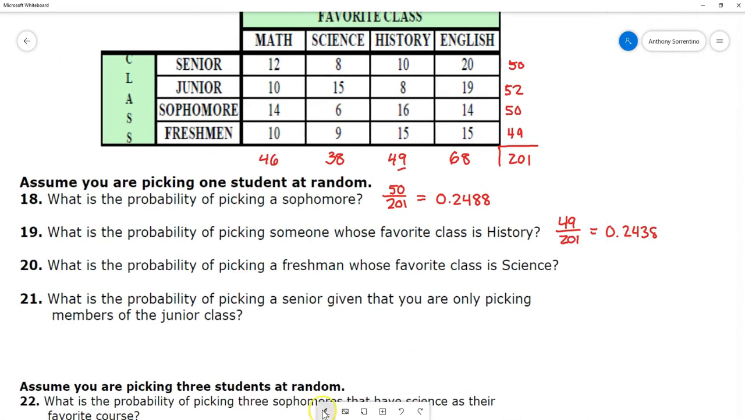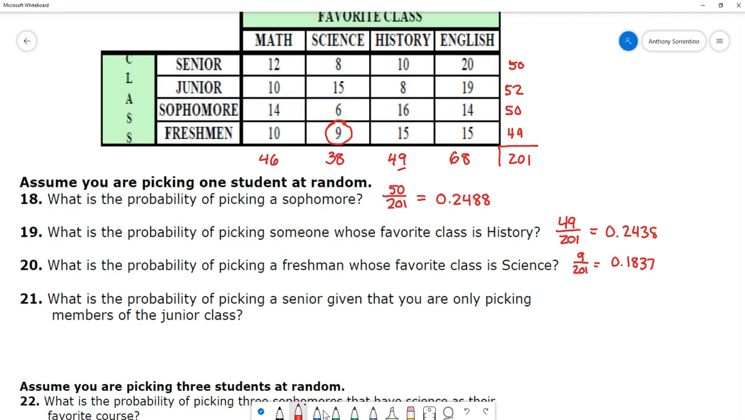Now they said, what is the probability of picking a freshman whose favorite class is science? So this is more specific. Freshmen whose favorite class is science, there's 9 of those out of 201 students. So that's going to be 9 out of 201, which is 0.1837.